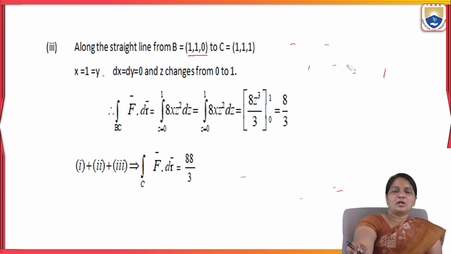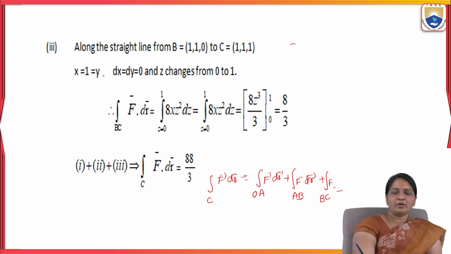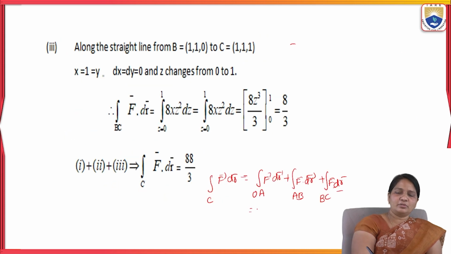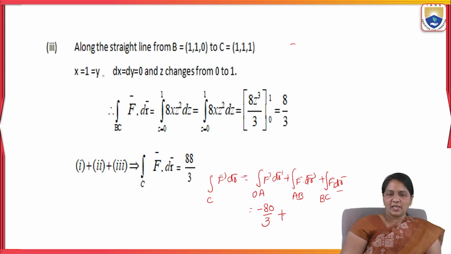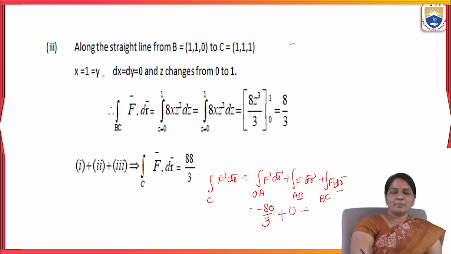So now I am going to finalize the integral over C of f bar dot dr bar. It equals first the value along OA of f bar dot dr bar, plus along AB f bar dot dr bar, next plus the integral along BC of f bar dot dr bar. What is the value along OA? Minus 80 by 3. Plus the value along AB, which is 0. Plus the value along BC, which is 8 by 3. So here minus 80 by 3 plus 8 by 3.